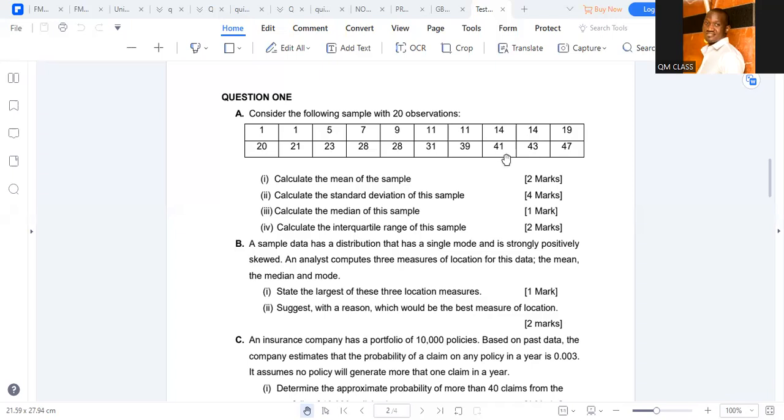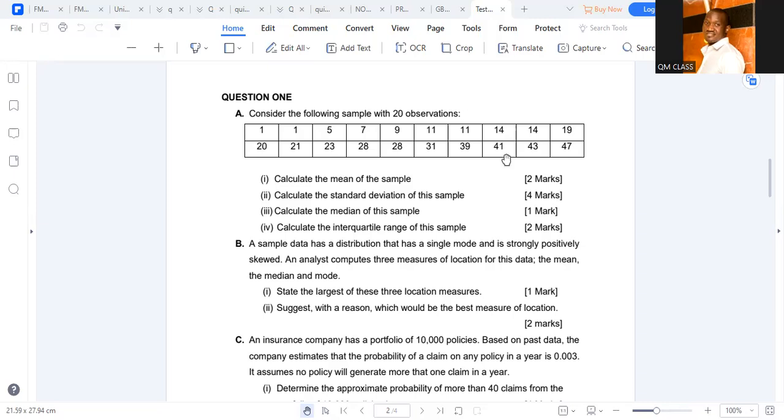All right, question number one. This is also from the distance test paper. So we've been given 20 observations in this question. We're asked to calculate the sample mean, the standard deviation, the median, and the interquartile range. How many marks are these? This is 9 marks. Now, how do we calculate this?